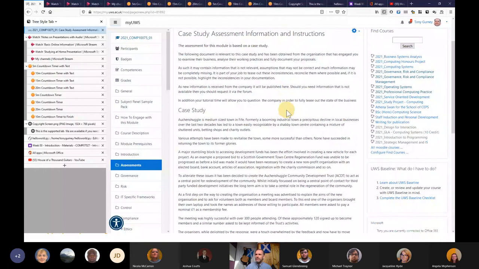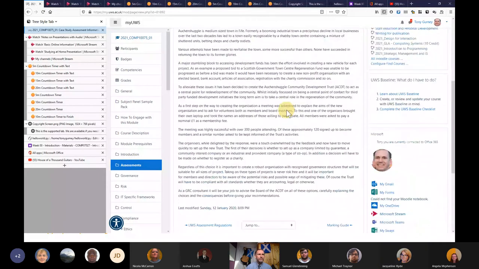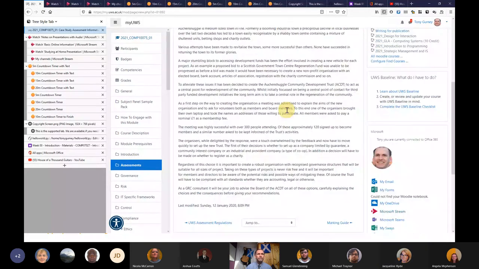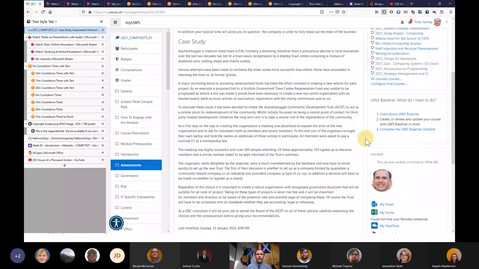So there's a case study. It's a very simple case study. It's just a page of A4. And it's about a community development trust. So if anybody doesn't know, a community development trust is basically a social enterprise, a social company. It's kind of like a company, but it works for the benefit of the local community. But it has to be set up in the same way, so that you have to keep accounts and you have to have a board and all that kind of stuff.